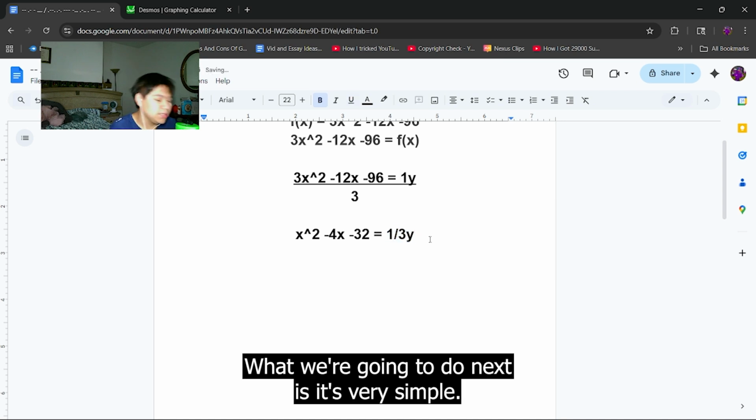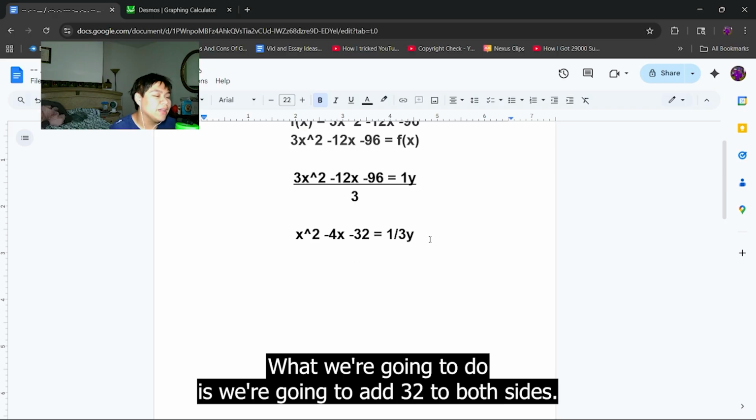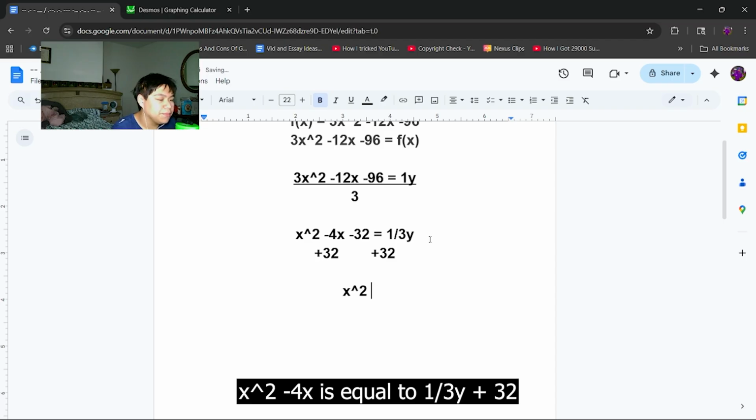What we're going to do next is very simple. This is where parts of PEMDAS come in. We're going to add 32 to both sides. So this is what we're going to do: x squared minus 4x is equal to 1 over 3y plus 32.